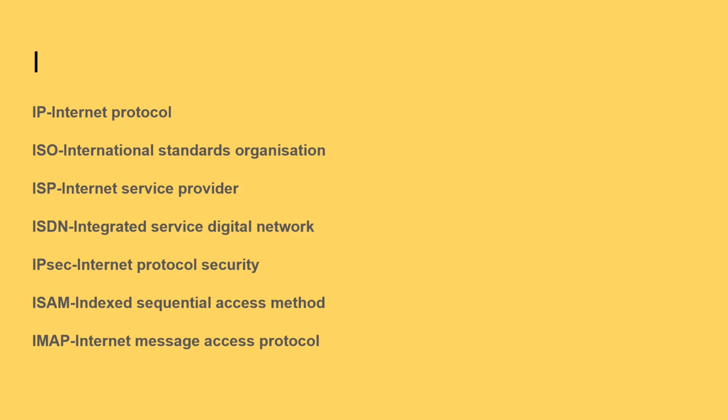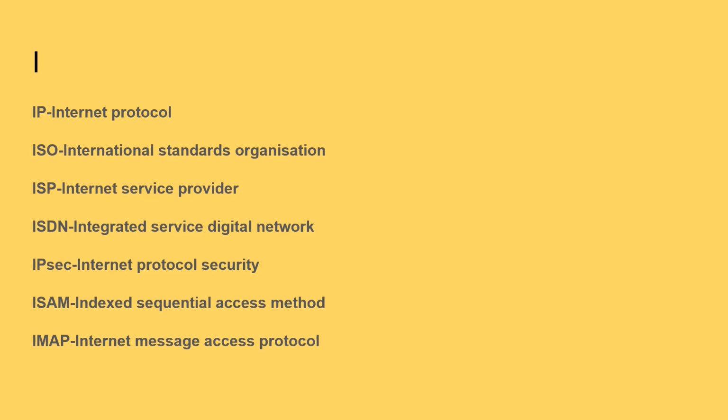IPsec, Internet Protocol Security. IPsec is a secure network protocol suite that authenticates and encrypts the packets of data to provide secure encrypted communication between two computers over an Internet Protocol network. It is used in virtual private networks. ISAM, Indexed Sequential Access Method. This is a method for creating, maintaining, and manipulating computer files of data so that records can be retrieved sequentially or randomly by one or more keys.